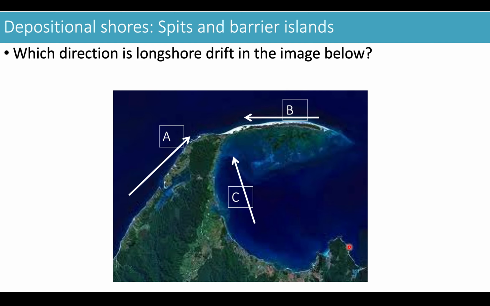So if we're thinking about depositional shorelines, which direction do you think the longshore drift is moving to create the image that is shown here? Which arrow is correctly signifying the direction of the wind in order to create this shape? Take a second to try and guess.